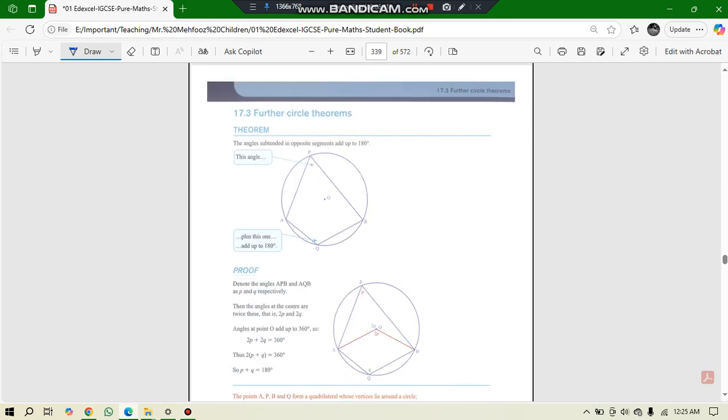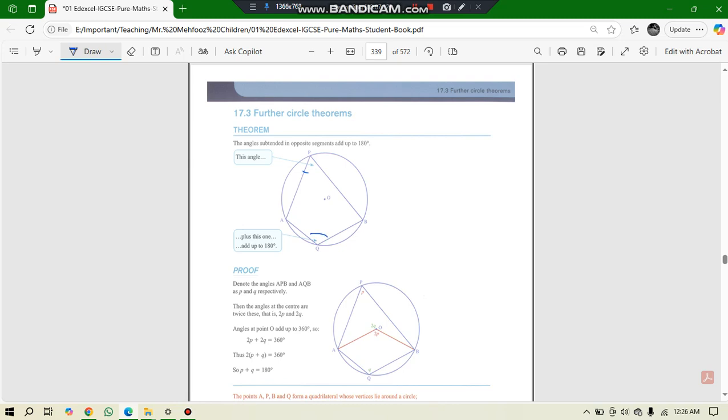Okay, next one is further circle theorems. So the next theorem is that the angles subtended in opposite segments. We dealt with the previous theorem in just a single segment. In the same segment, all angles are the same. But in the opposite segments, the angles add up to 180. It means that this is another theorem. The angles subtended in opposite segments add up to 180.